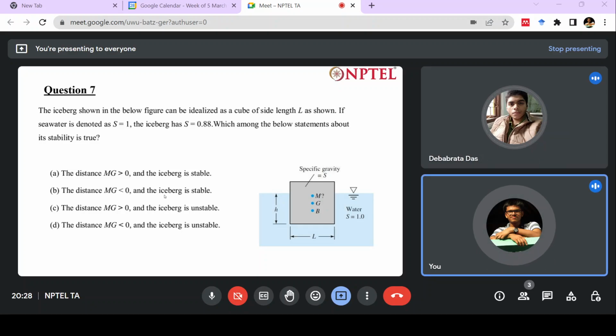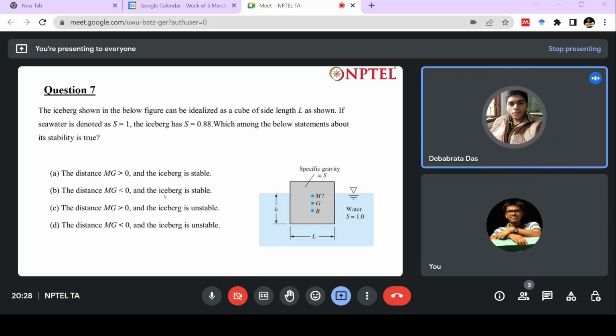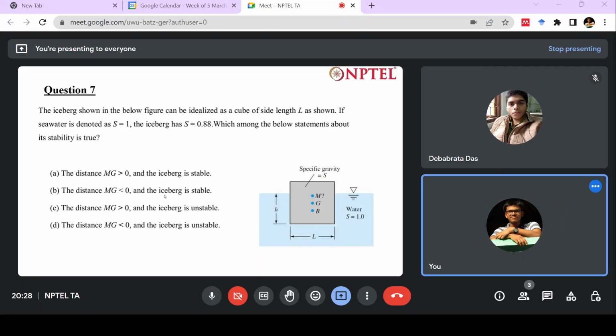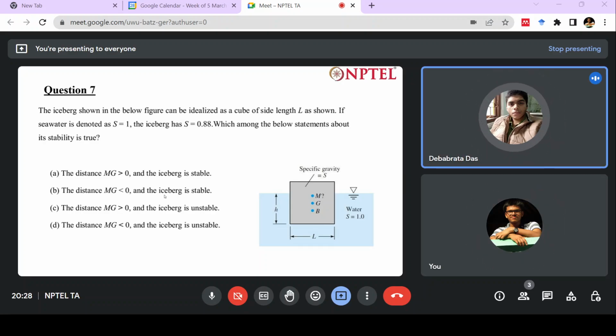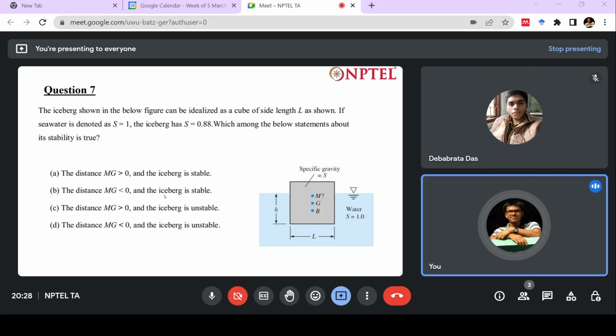So what is G? What is M? What is B? M is the metacenter, G is the center of gravity, and B is the center of buoyancy. Yes, sir. All right. So from the surface of this water, what is the depth of the center of buoyancy?